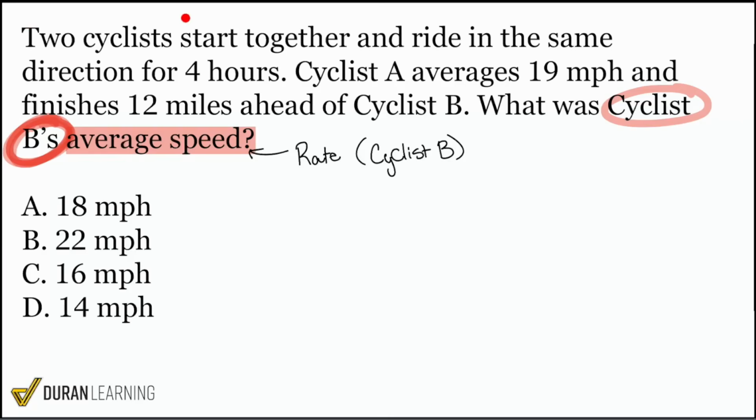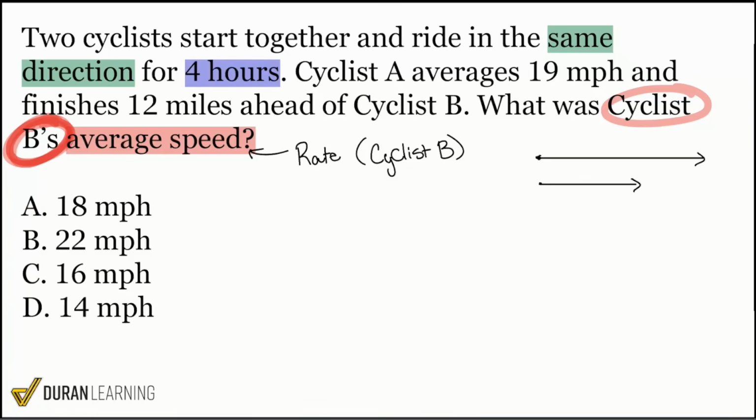We have two cyclists that start together and they ride in the same direction. Let me highlight that in green. They ride in the same direction for 4 hours. My party people, we have those two cyclists. Let's go ahead and just illustrate that very briefly. We have cyclist A and B. Don't know who's who yet. I don't know who's riding faster or slower, but they're going in the same direction. Then we see that the time frame that they're traveling for is 4 hours.